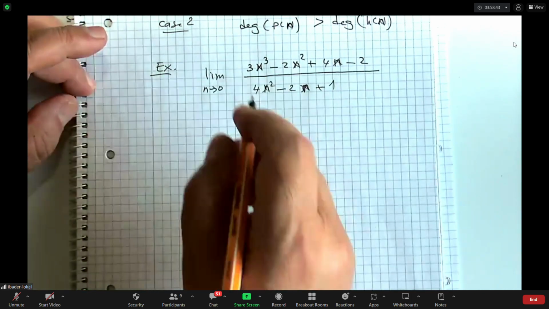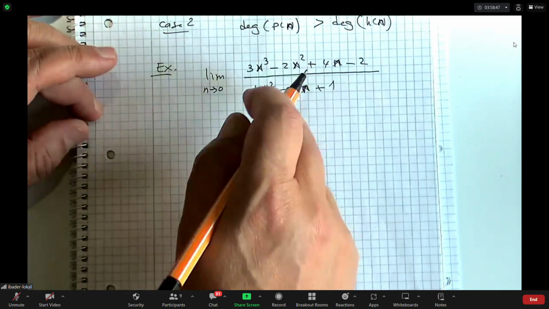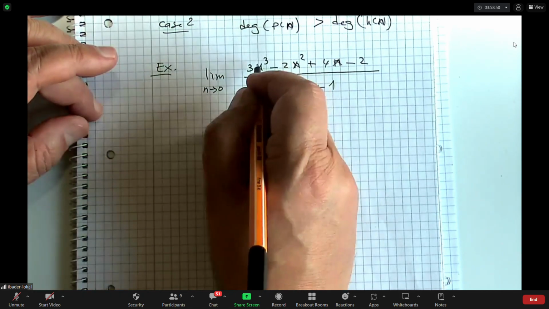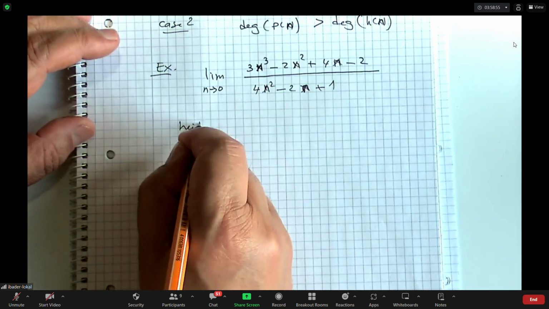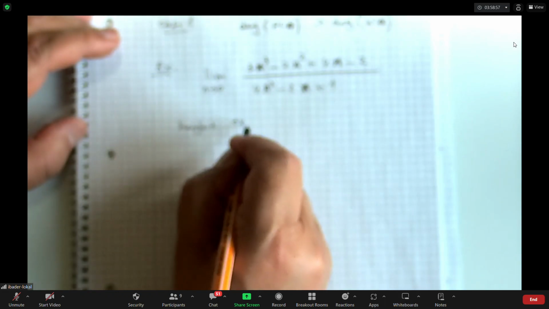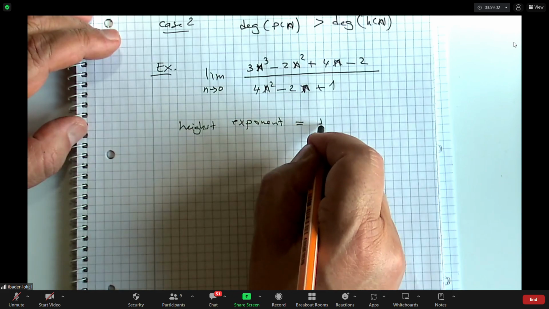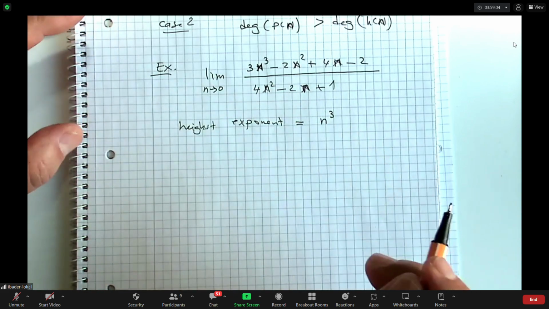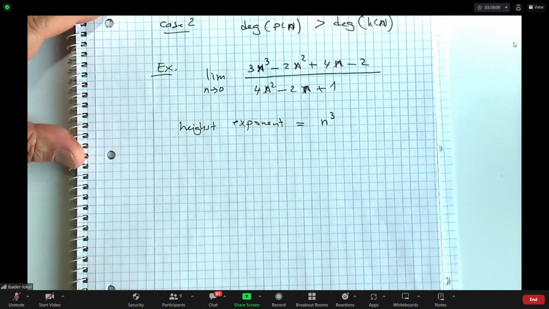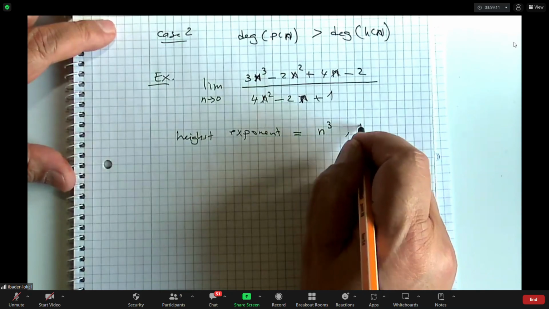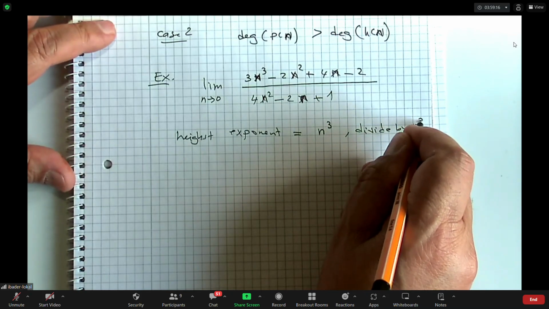Okay? Now here the degree of the numerator is 3, the degree of the denominator is 2. Now what is the highest exponent here? The highest exponent of both is n to the power 3. I hope it's clear for everyone. You look at the numerator and denominator, you identify the highest exponent. Then you divide by it, okay? Divide everything by n cubed.